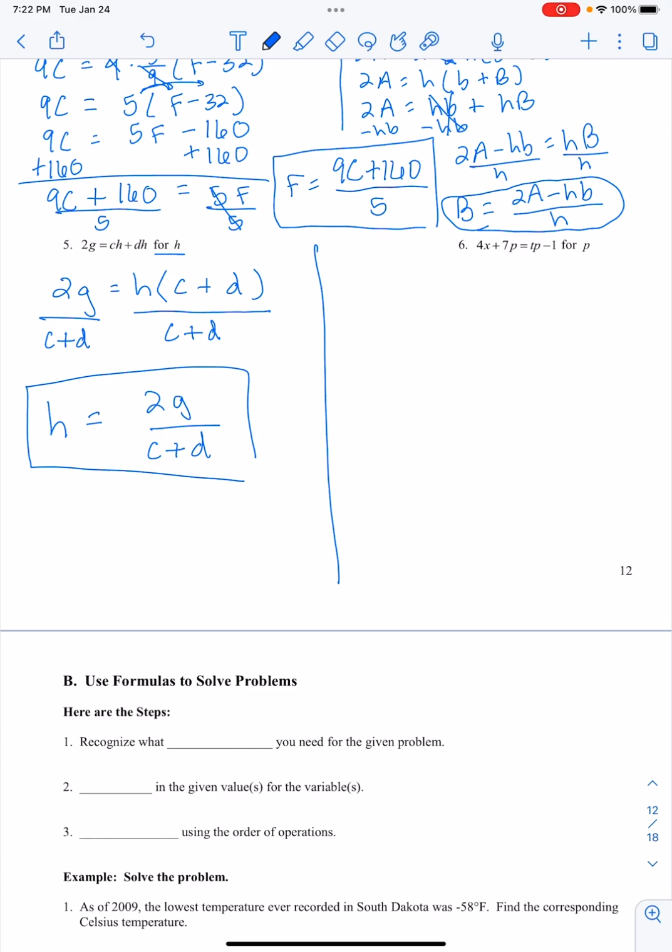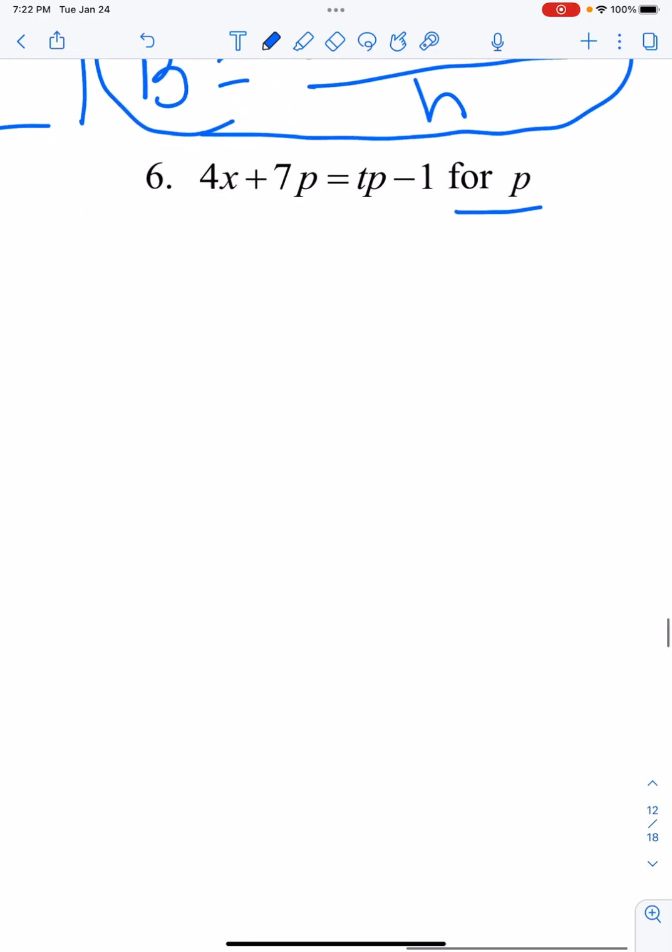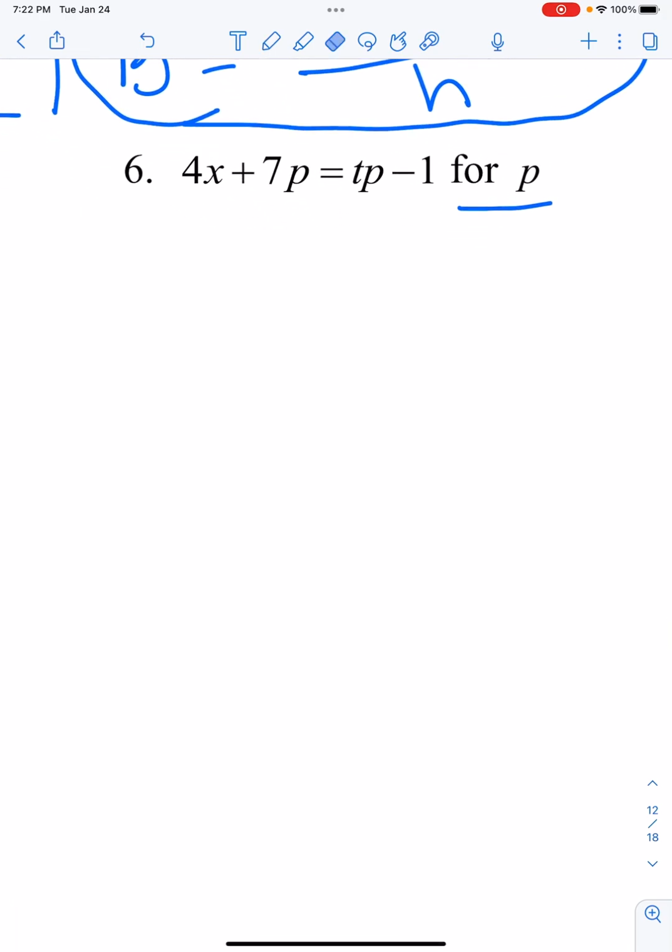So let's try that one more time. Problem 6 says solve for p. We have an expression on the left, 7p, and an expression on the right, tp. Both have p. So first, every single expression with p must be on the same side. I am going to subtract 7p from both sides, trying to pull the expressions that have p to one side.